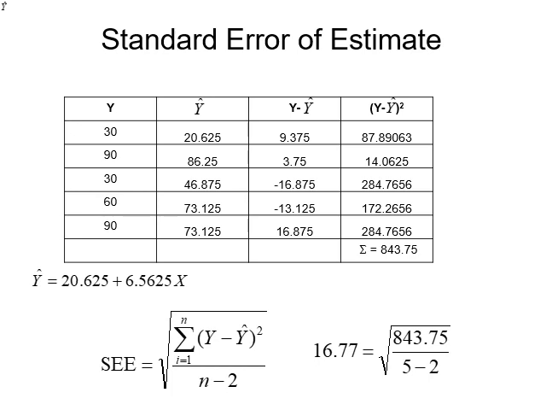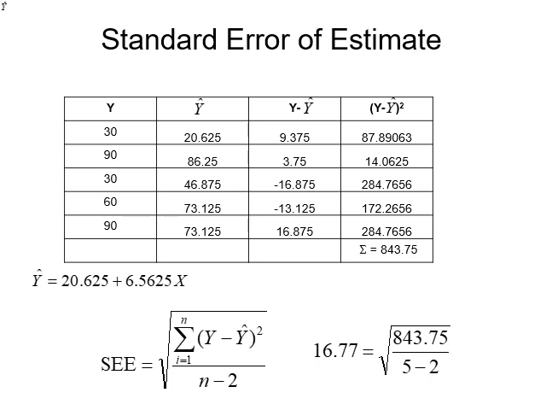So to calculate the standard error of the estimate, what we need to do is take each person's actual score minus their predicted score and then square it. So for the top line, we're going to take 30 minus 20.625. That's going to be 9.375. We're going to square that. That's 87.89. We're going to do that for each individual score, and then we're going to sum it, add it up. And that turns out to be 843.75.